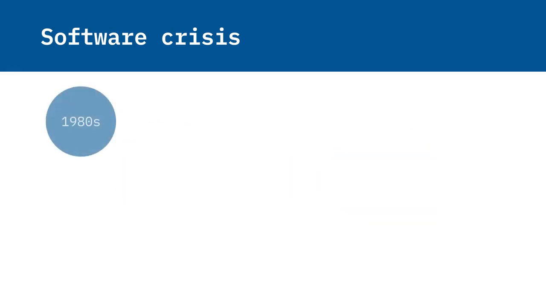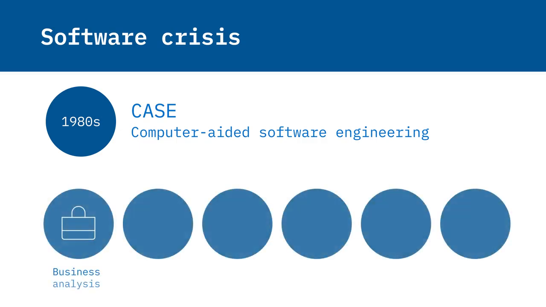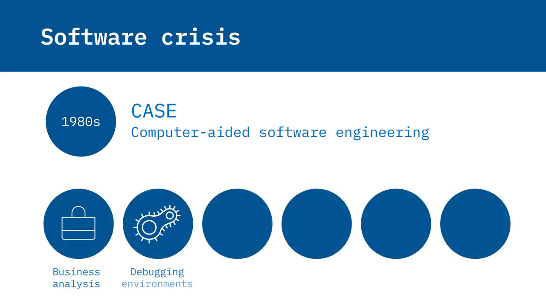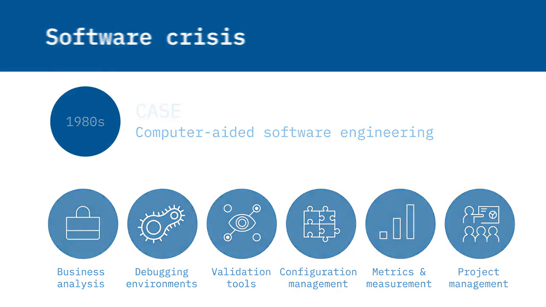The mid-1980s also saw a rise in the growth of computer-aided software engineering, or CASE, which also helped to relieve the software crisis. CASE tools can be divided into six categories: business analysis and modeling, development tools such as debugging environments, verification and validation tools, configuration management, metrics and measurement, and project management.